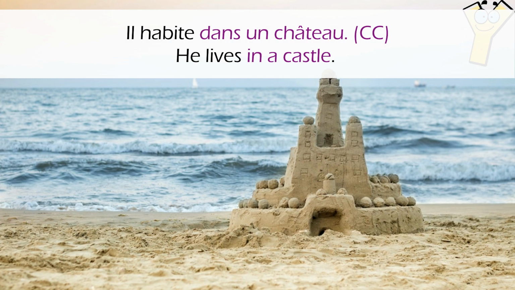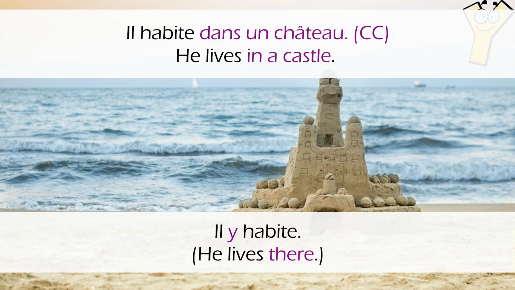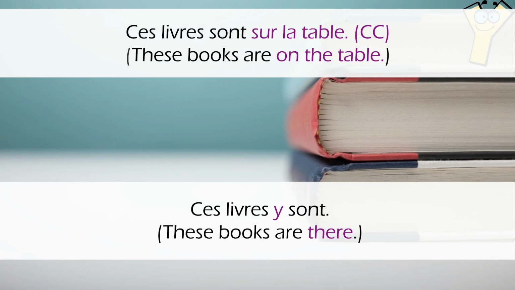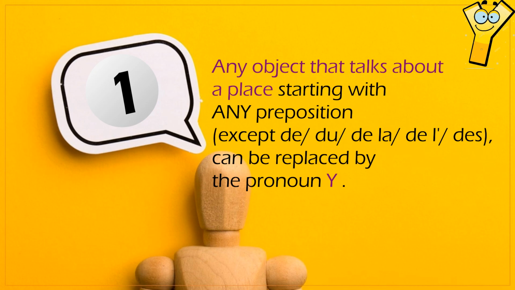For example, il habite dans un château. Dans un château is talking about a place, so it can be replaced by pronoun y. Il y habite. Ses livres sont sur la table. Sur la table talks about a place and it can be replaced by pronoun y. Ses livres y sont. So, any object that talks about a place starting with a preposition except de or its derivatives can be replaced by the pronoun y.